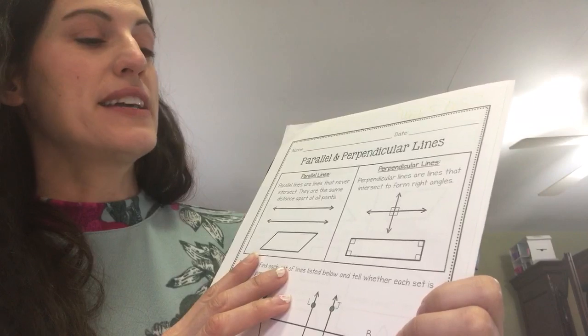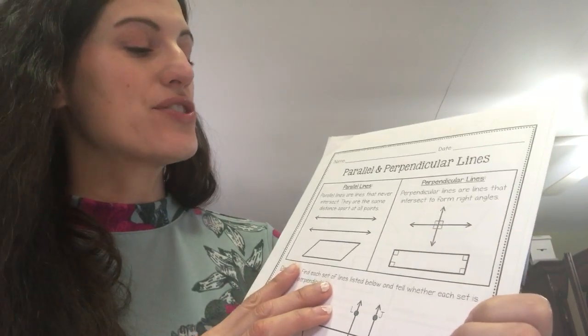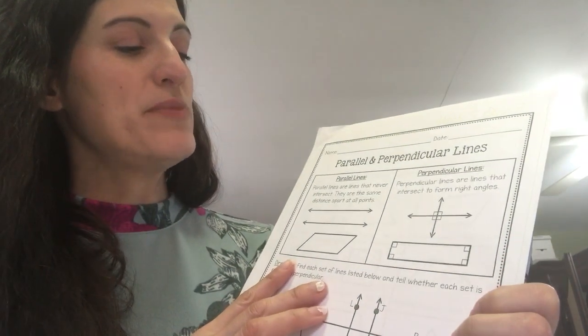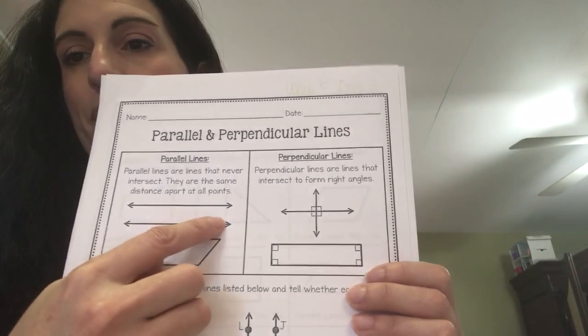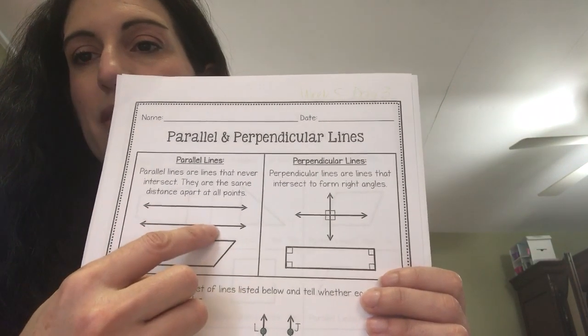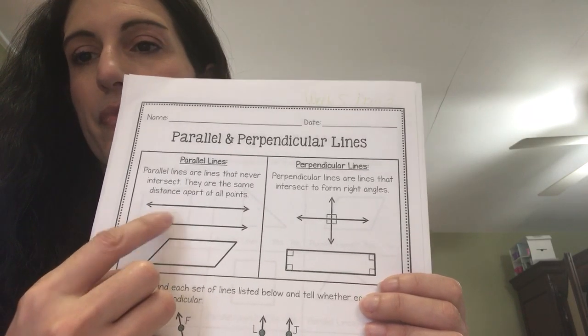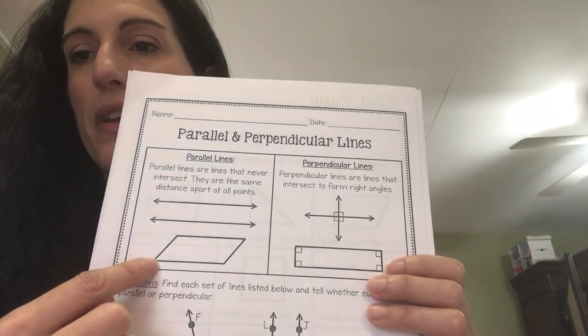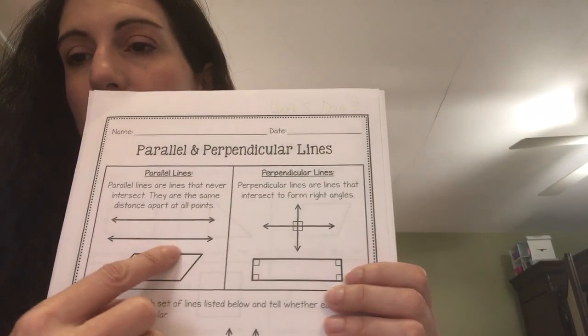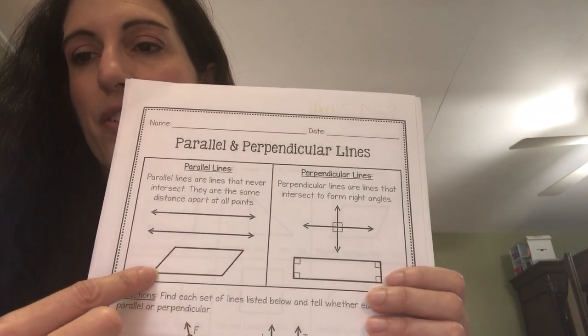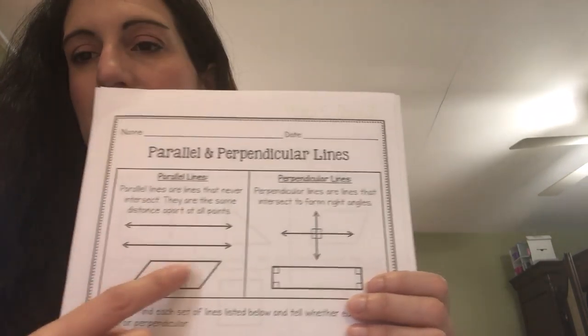Today we're going to be working with a new skill, parallel and perpendicular lines. Last year in 3rd grade we learned about parallel lines. Parallel lines are lines that never intersect. They are the same distance apart at all points. So these lines are parallel. They're the same distance apart. Now in a shape, these lines, actually these are line segments, are parallel to each other. And so are this line and this line.